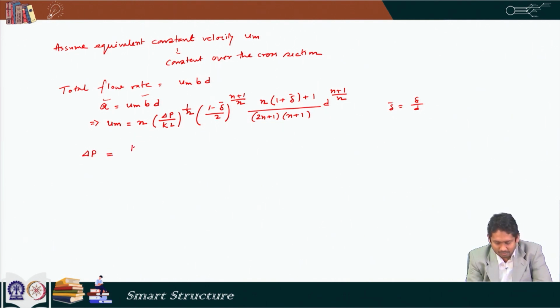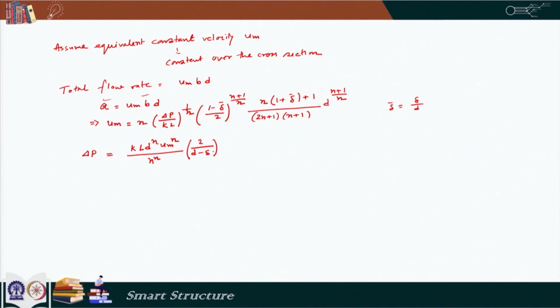If we do that, then it becomes delta p equal to k L d to the power n, to the power n divided by n to the power n multiplied by 2 by d minus delta to the power n plus 1, and then within a bracket we have these quantities 2n plus 1 multiplied by n plus 1 divided by n into d plus delta plus d, to the power n, and again we can take out d and now write this entire expression in terms of delta bar as well, like we did before. So, this relation is just an inversion of the previous relation, where I am expressing delta p in terms of um.